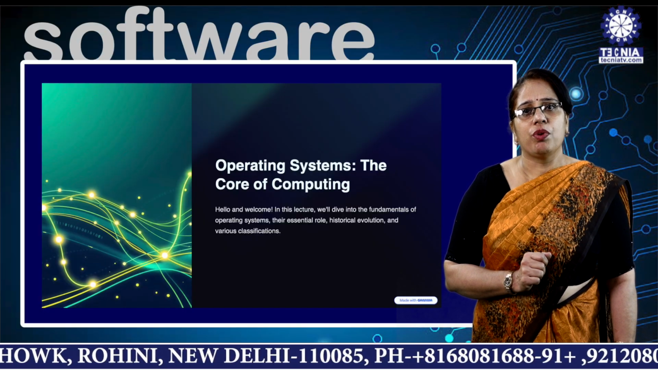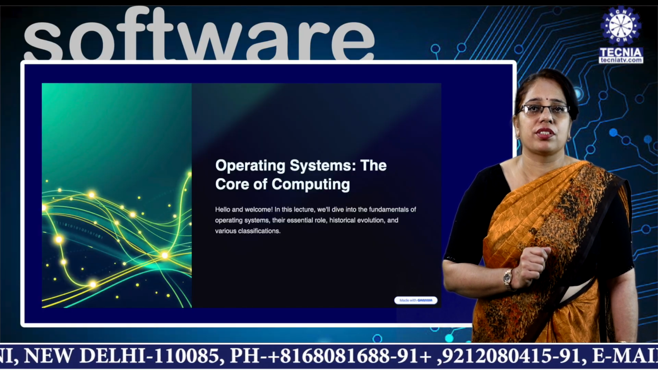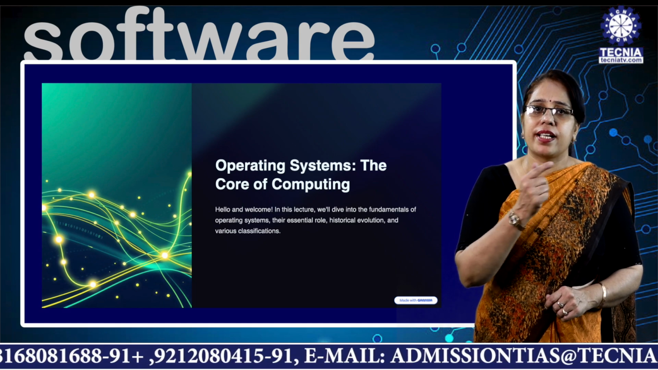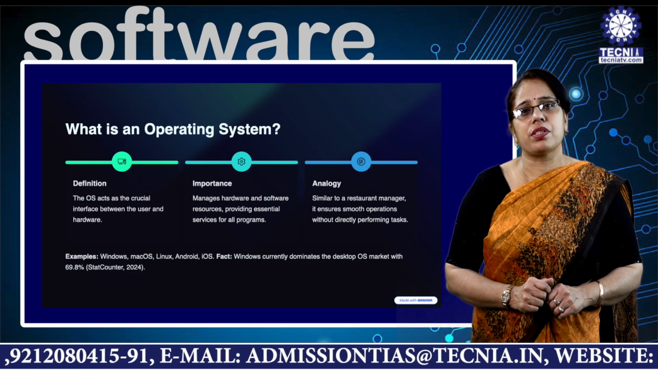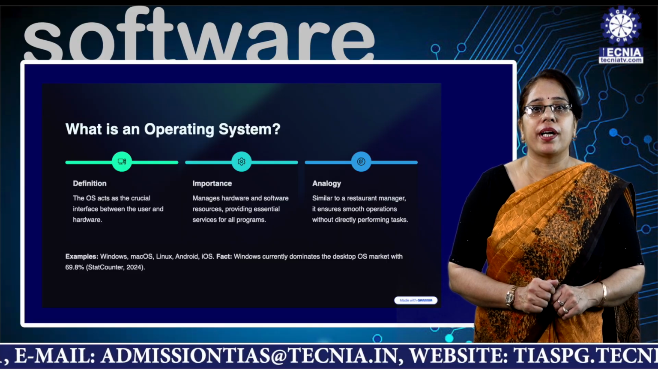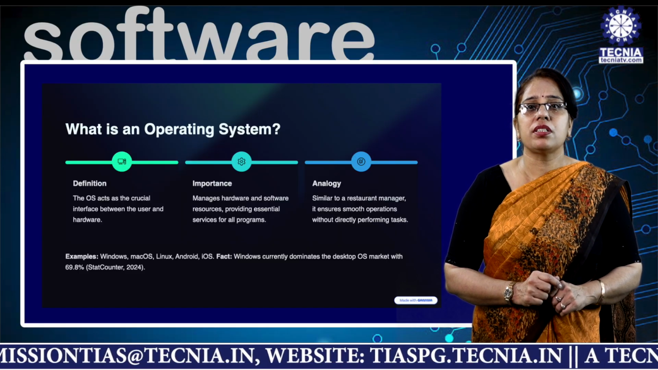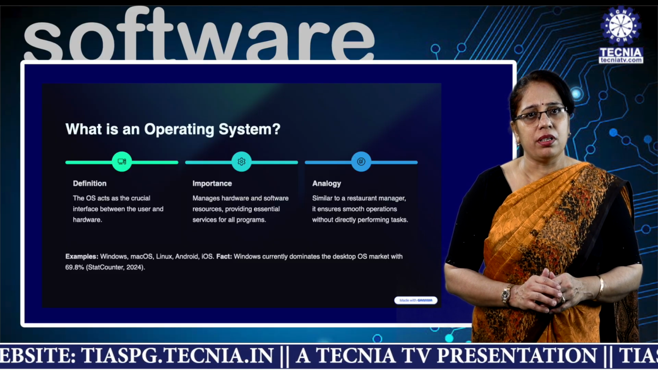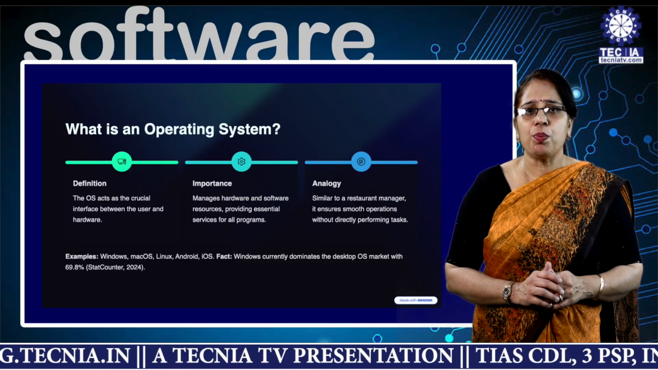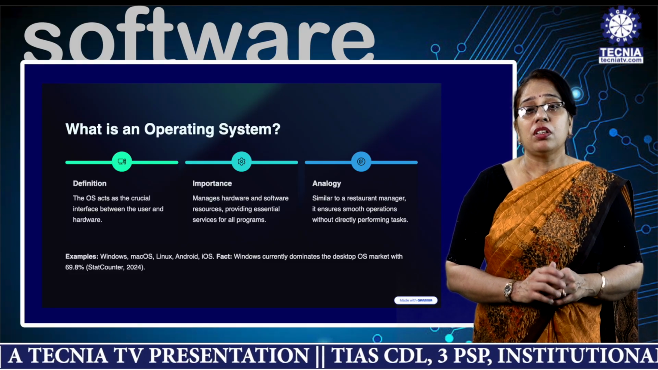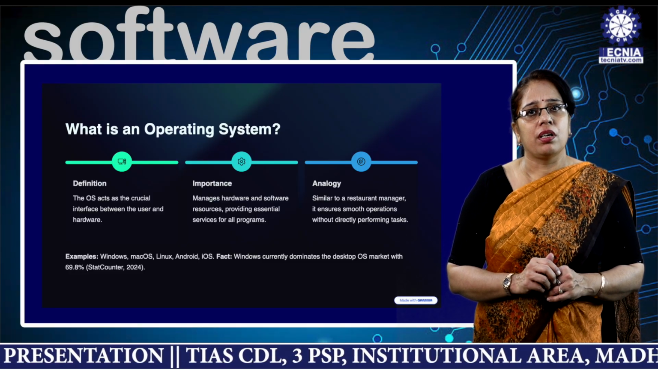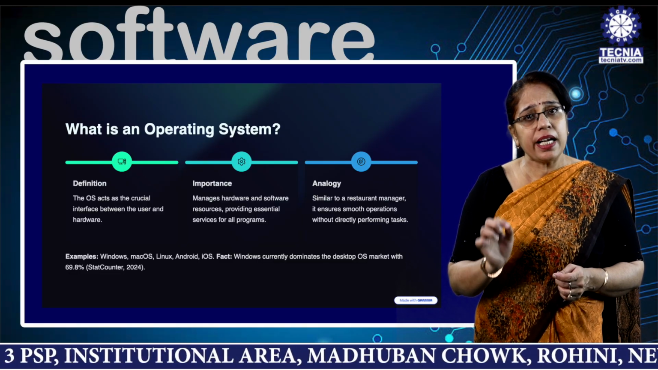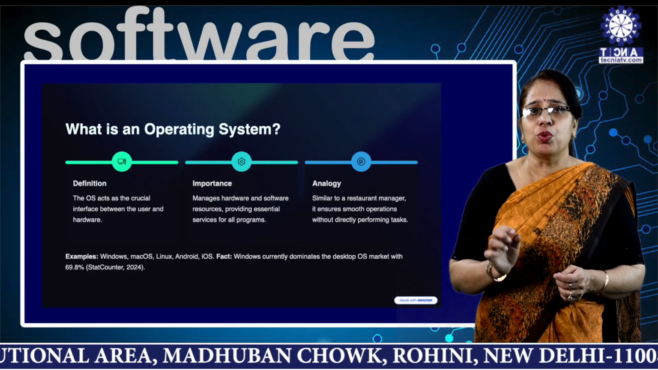In this video, we will dive into the fundamentals of operating system, their need, evolution and classification. Let's get started. Let me introduce first the definition and importance of operating system. An operating system is the interface between the user and the hardware. It manages hardware and software resources and also provides the services for the program. Think of it as the manager of a restaurant. It does not cook but ensures every table, waiter and even the consumer interaction is smooth.